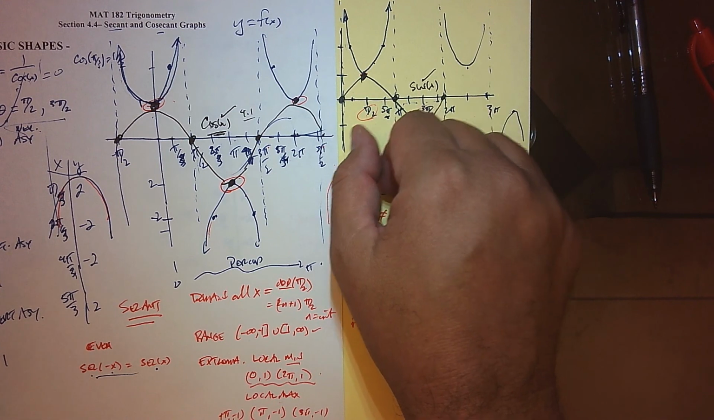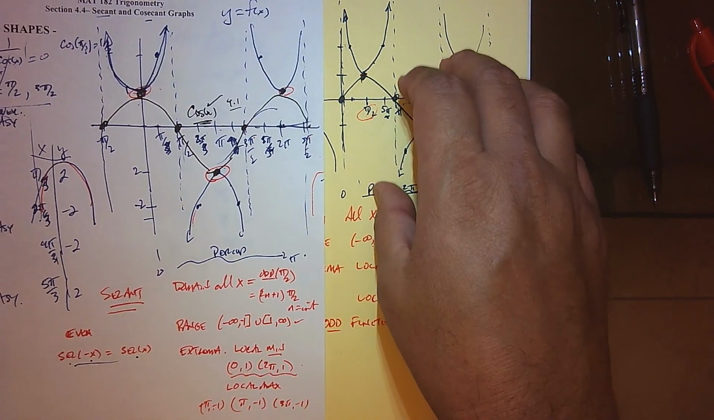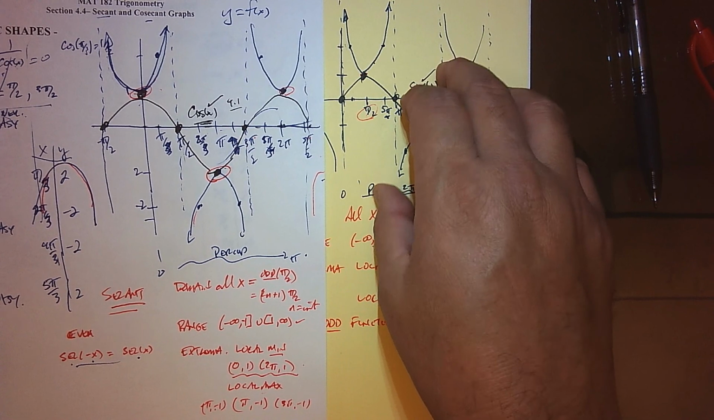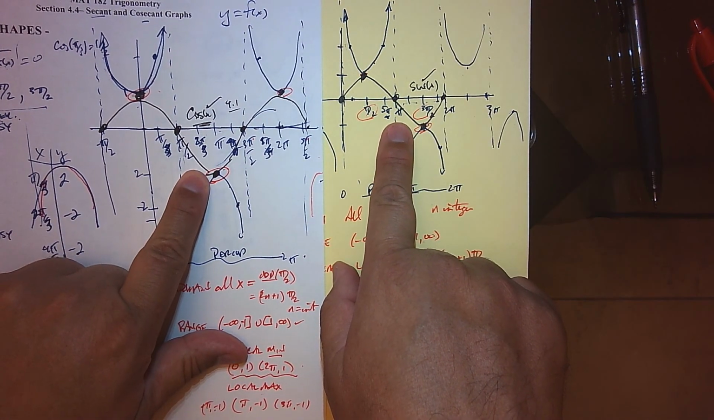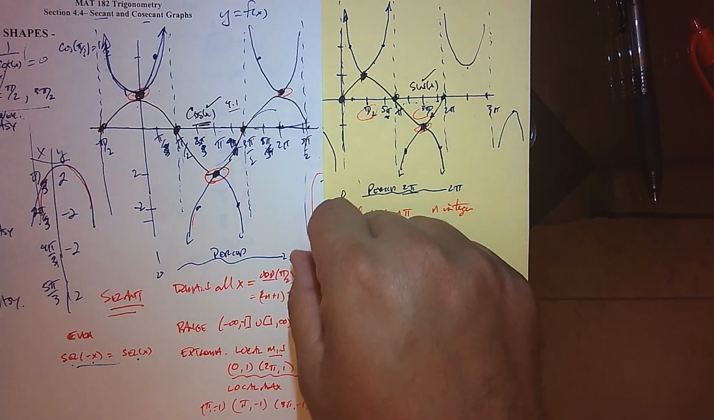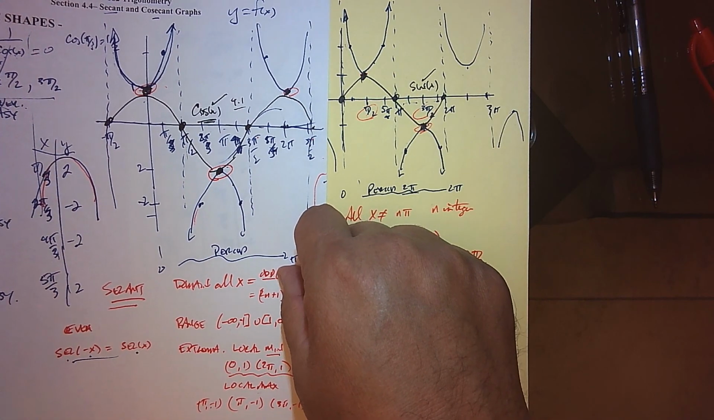Alrighty, so now that we have some basic shapes, we're ready to go do some transformations. But again, let me warn you, what I'm going to use is our knowledge of sine and cosine to actually graph our secant and cosecant. And you'll watch me do that in some videos coming soon.